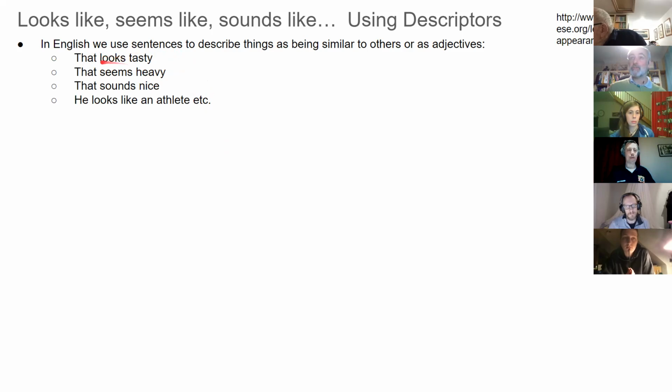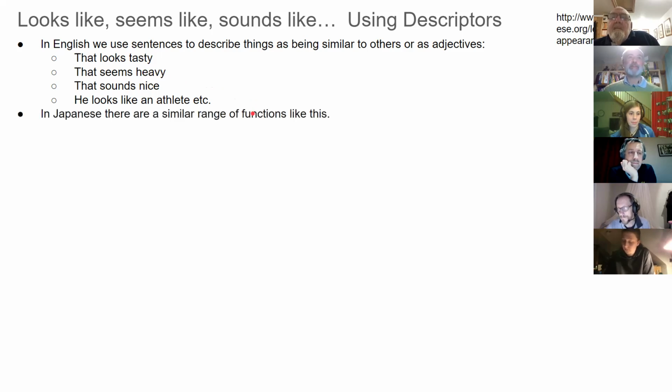This is using visual reference. That looks tasty, that seems, so you're kind of guessing what something is, and that sounds, this is kind of saying it sounds nice, it's audible. He looks like an athlete, so we can see that we can use a noun here as the descriptor, as well as using adjectives as we have here. So we're not restricted to just using adjectives, we can say, and he looks like an idiot.